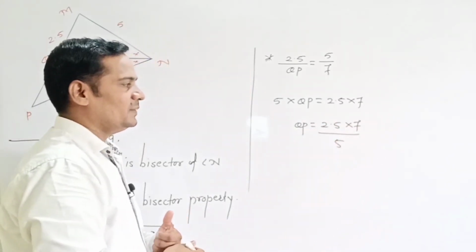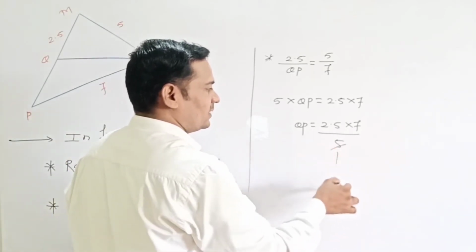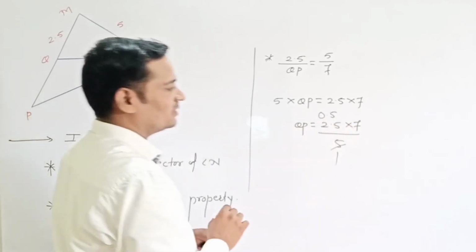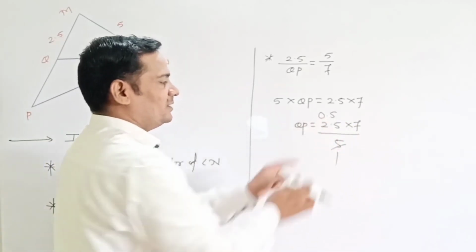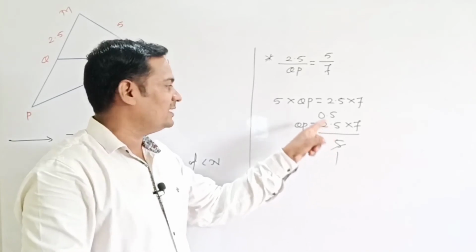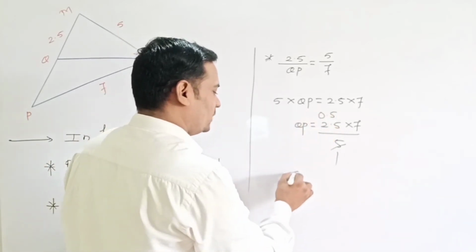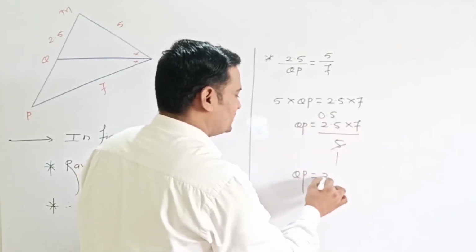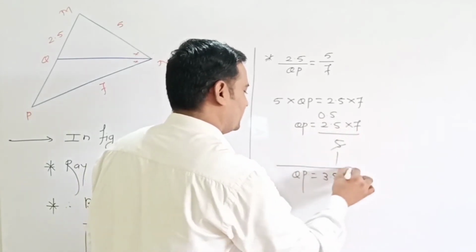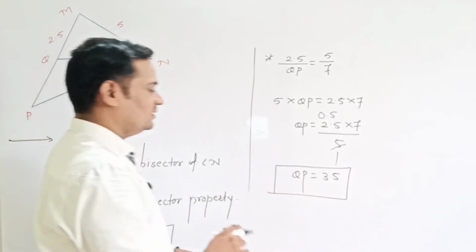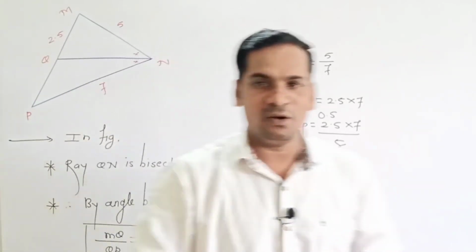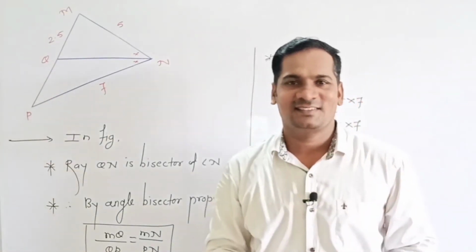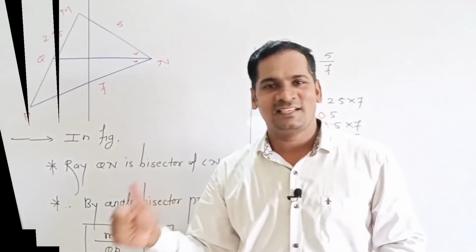So let's simplify this one. 5 ones are 5, and this will be 0.5. Okay, 5 5s are 25, but this is not a 25. So that answer will be 0.5. Again we will multiply that 2.5 into 7. So that answer will be 3.5. In this way, easily we can find out the length of segment QP. How simple is this? So let's move toward the next question.